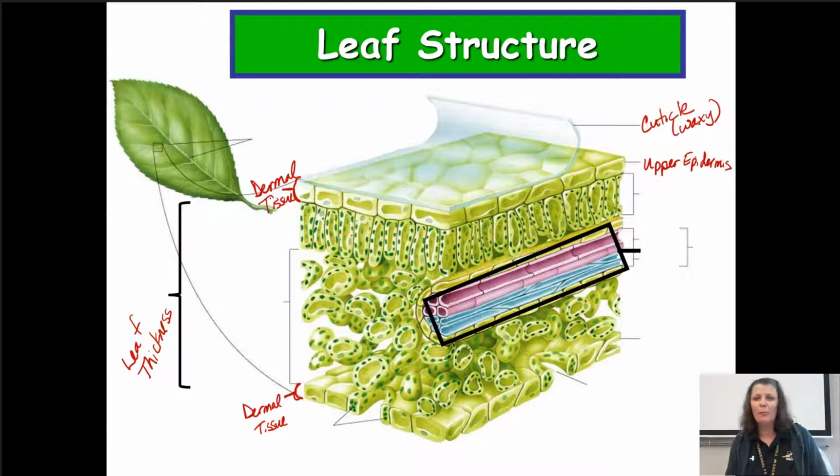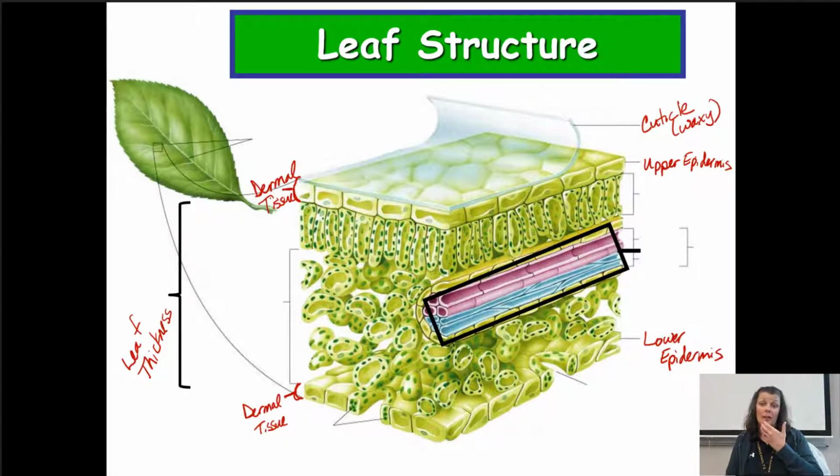Well, if we have an upper epidermis, I teach anatomy. Epidermis is like our skin, it's our covering. Well, on a plant, we've got the upper epidermis. And then we probably have to have a lower epidermis. That's going to be down here.